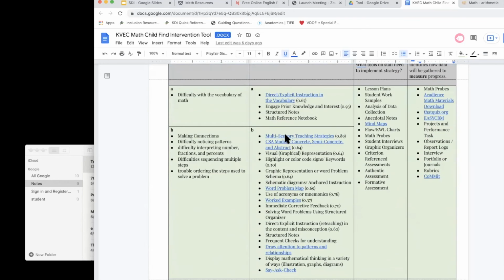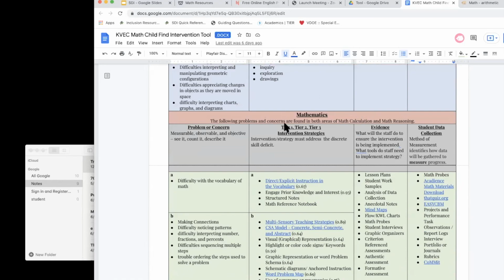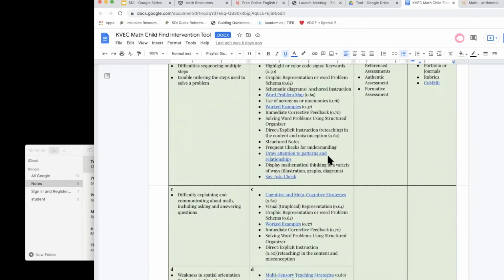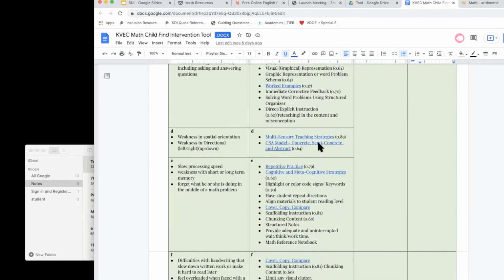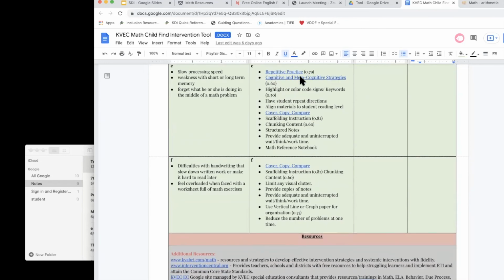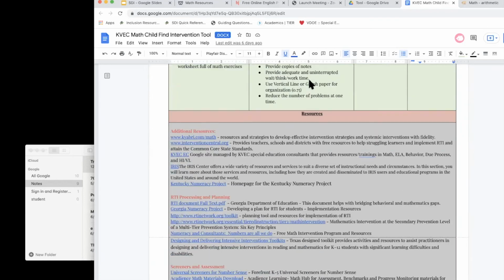So, like I said, we then got into the part of mathematics that is a concern for all students. That's how this is broken down. So here's mathematics for all students. And we talked about what we need to put there: repetitive practice, which goes right back into that explicit instruction, cover copy compare here, and cognitive and metacognitive strategies, which are huge. That is part of CSP, it's part of PRT. All of those are under that metacognitive strategy.